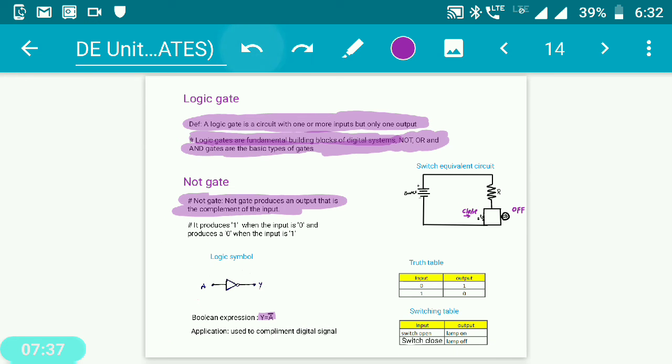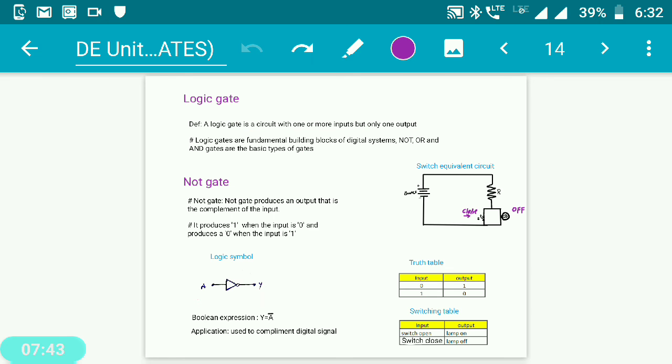Let me just come back. This is what it is. I hope you understood the NOT gate well.